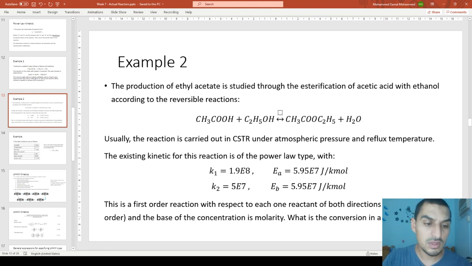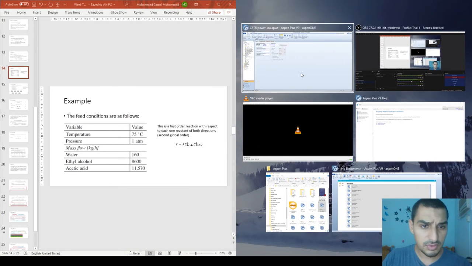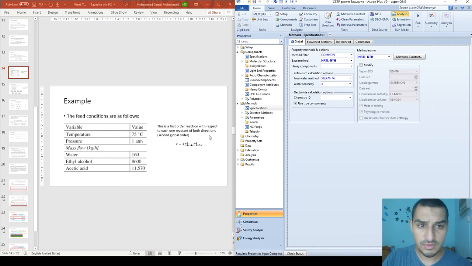And we want to know, if the volume of the reactor is 140 liters, what's going to be the conversion of the reaction. We know some information about the feed: the temperature, the pressure, and the flow rate of the inputs. I'm going to put them side by side so that we have all the information available when we need them.